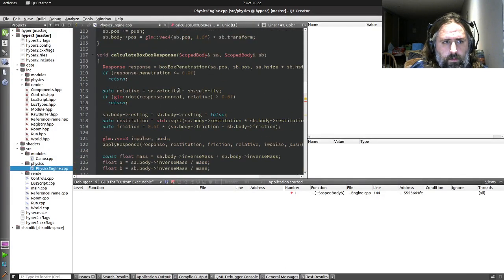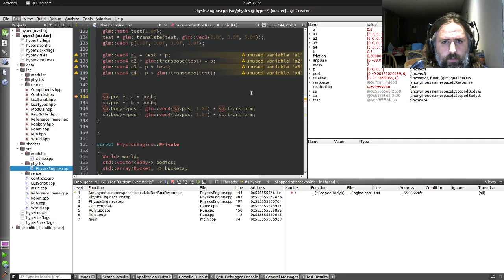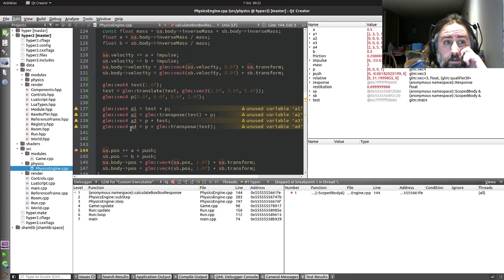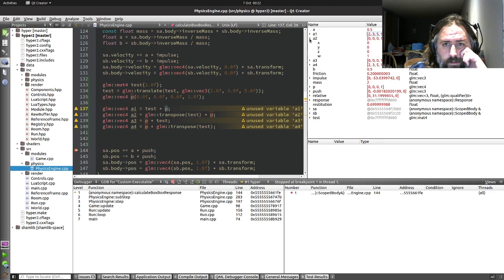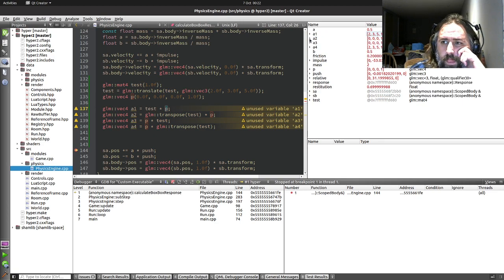How do what code is this in? Oh, there we go. It's triggered. Okay, my debugger helpers are working. Okay, so answer 1. Test times P gives us 2, 3, 5, and 1. That is exactly what I would expect. Answer 2. Transpose gives us 0, 0, 0, and 1. Yeah, that makes sense.